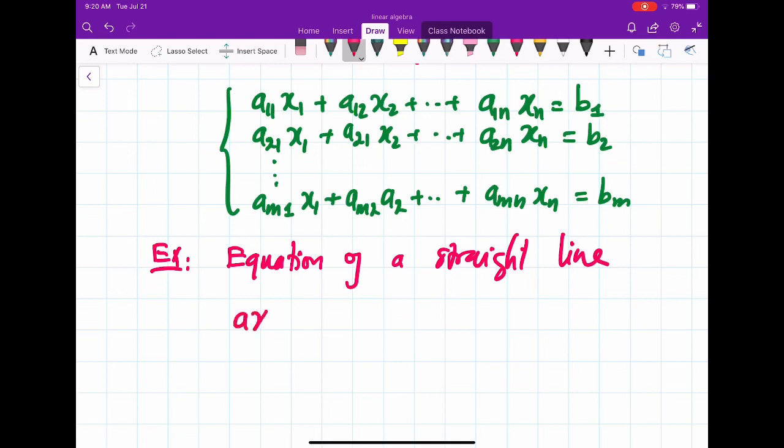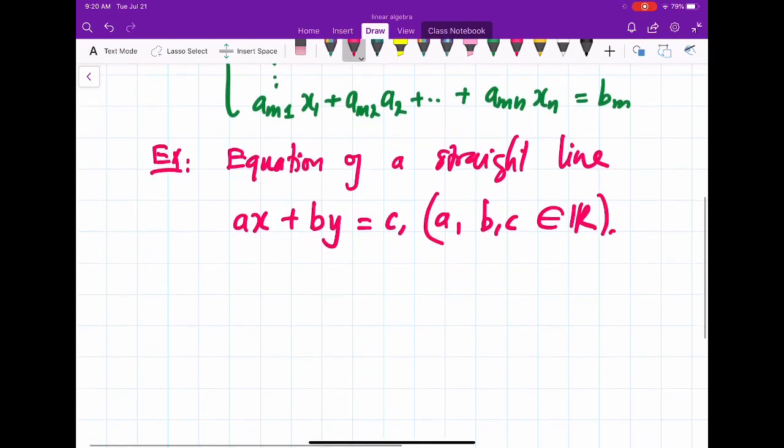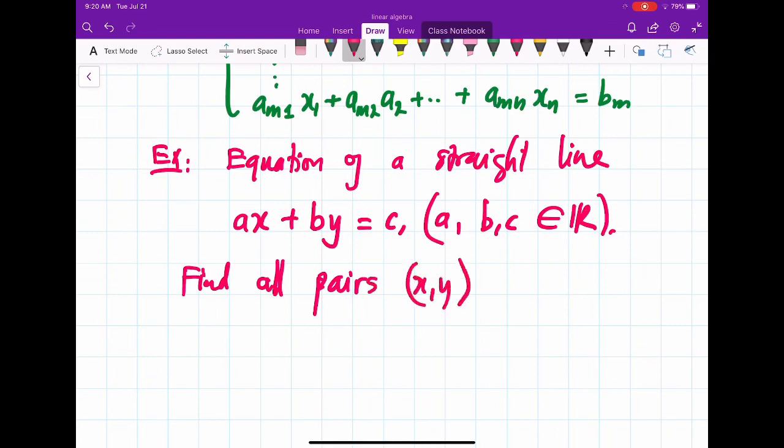We know that the general form of the equation of a straight line looks like ax plus by equals c, where a, b, and c are real numbers, right? x and y are variables. Okay, so in order to solve this equation, we need to find all pairs of x and y satisfying this equation. That means when you plug x and y into the equation, you have the identity, right?